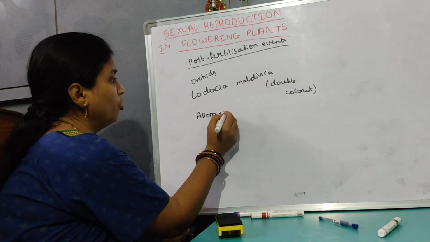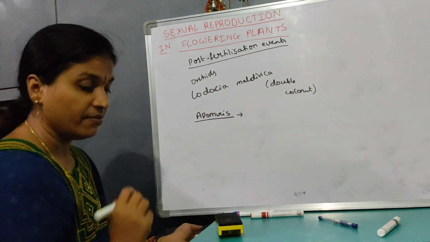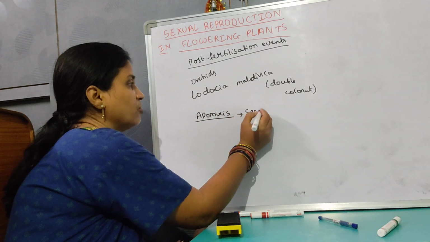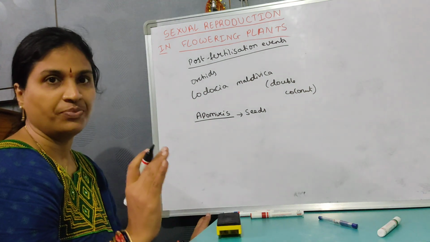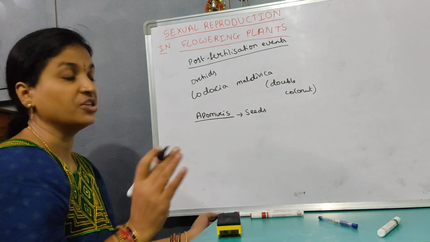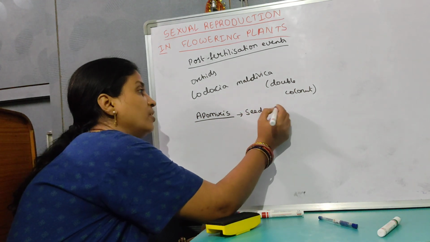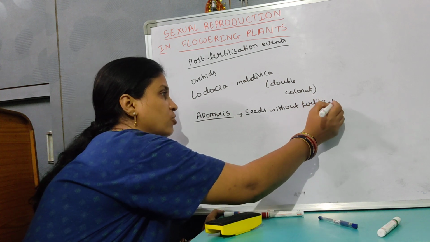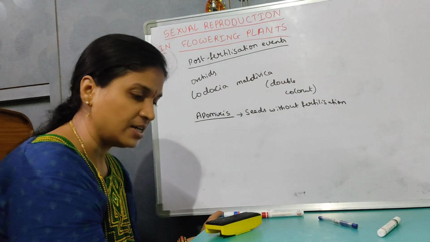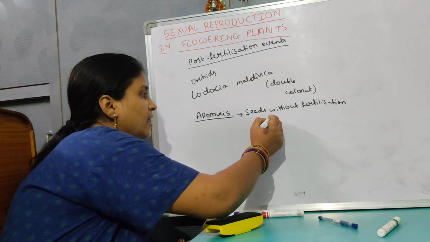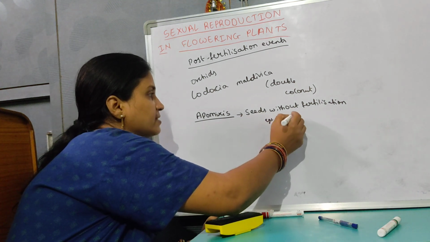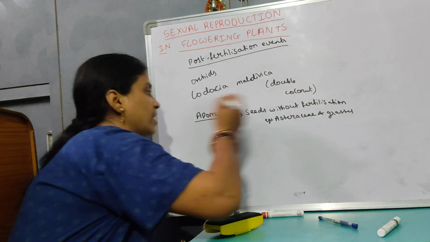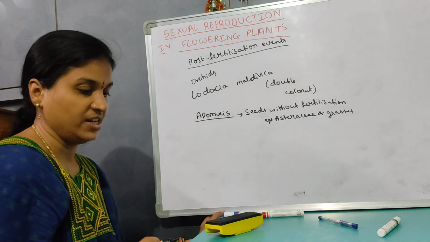Apomixis is a technique where the seeds are formed without fertilization. The seeds are actually the products of fertilization, but here the seeds are formed without fertilization. That is apomixis, especially in Asteraceae and grasses.